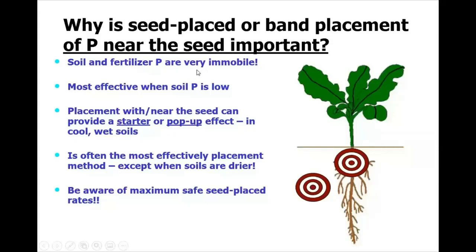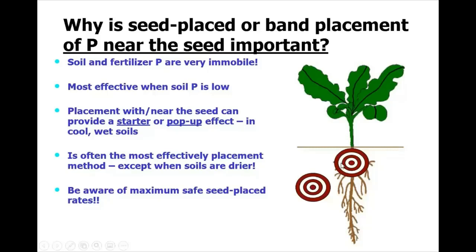Phosphorus and fertilizer phosphorus are quite immobile. And so most of our work with phosphorus, the recommendations are really based on the seed-placed phosphorus up to what is safe to seed place. For example, with canola, our safe rate is about 15 pounds per acre. I don't like to go higher than that.